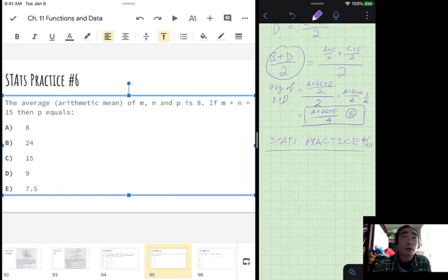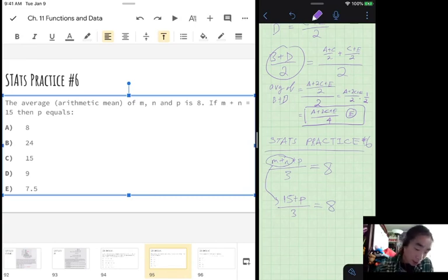Okay, so for this problem, you translate these things into words. Again, using what we know about mean or average, the equation looks like this. Don't forget to divide by 3, equals 8. The next part tells us about m plus n. It tells us that sum is 15. Now it becomes an equation we can solve for.